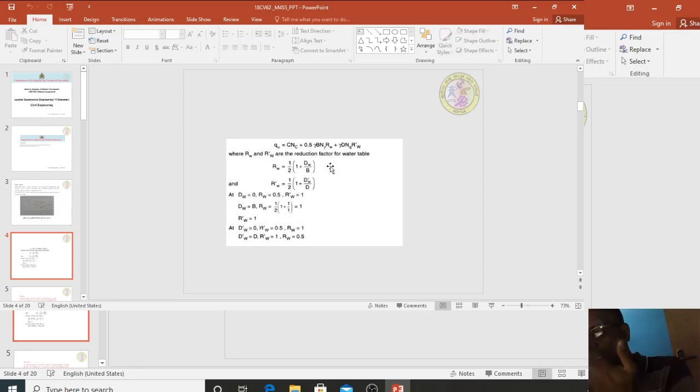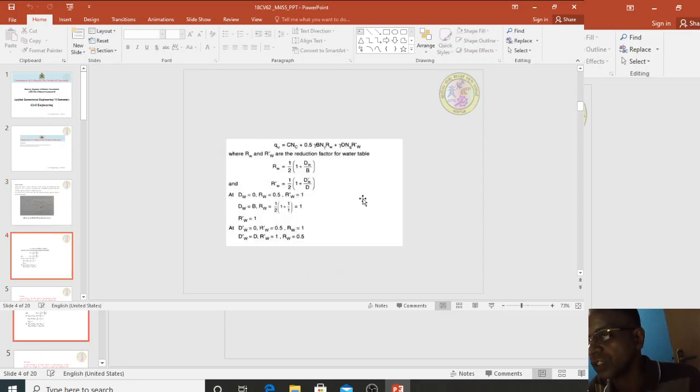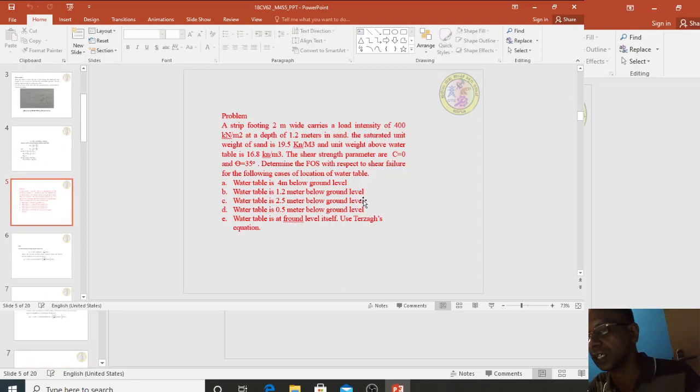When the water table rises between Z2 and Z1, then Zw1 will come into the picture. Up to this level of water table, the soil has an RW1 value which is half of (1 + Zw1 divided by Df), and RW2 will be 0.5. So now the same thing we have discussed here.